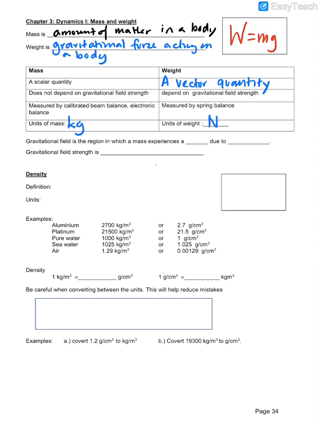Okay, so very simple. More difficult under this section are these two definitions. Try to remember because they are harder to remember. Gravitational field is the region in which a mass experiences, what does it experience? A pull. A pull or a push are examples of a force. So experiences a force due to gravity. Then so there is one definition.